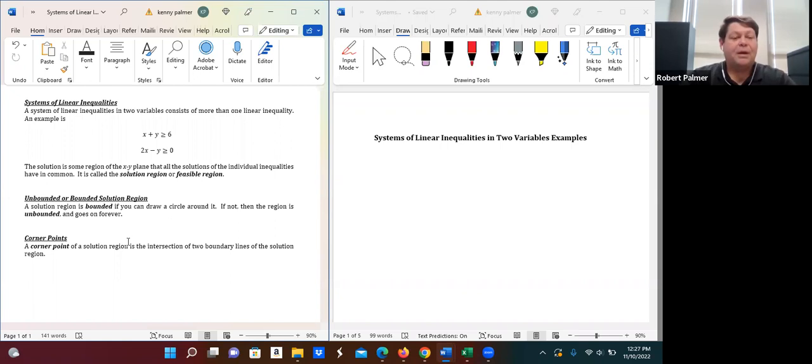And finally, a corner point is the intersection of the boundary lines of the solution region. We'll see those, and actually those will be important in future topics. So let's take a look at our first example. It's going to be similar to this, but not exactly the same.